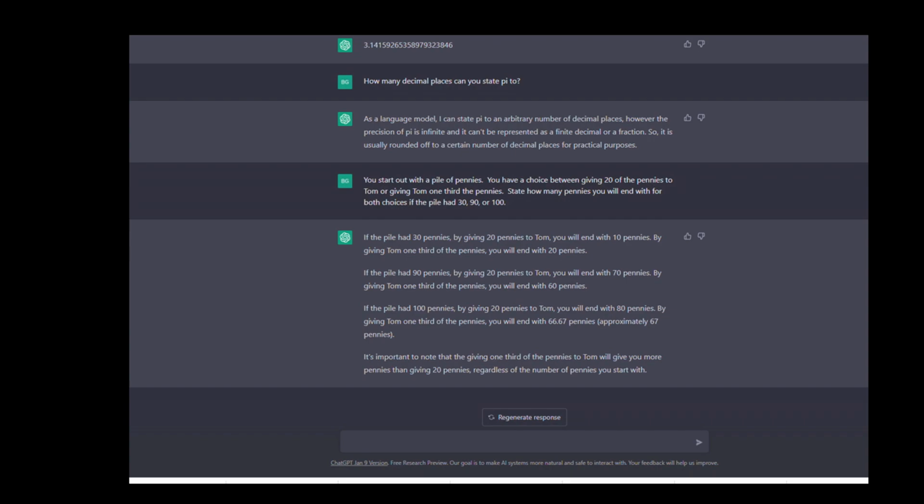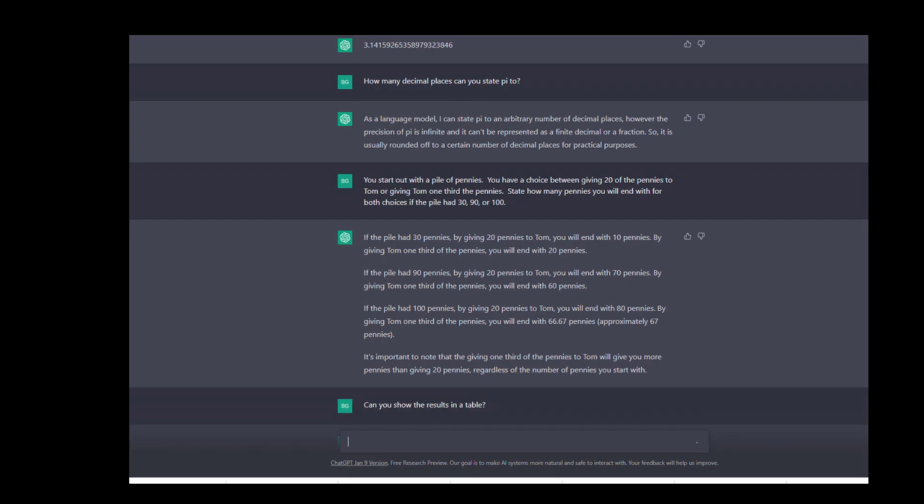If the pile had 90 pennies, by giving 20 pennies to Tom, you will end with 70 pennies. By giving Tom 1/3 of the pennies, you will end with 60 pennies. If the pile had 100 pennies, by giving 20 pennies to Tom, you will end with 80 pennies. By giving Tom 1/3 of the pennies, you will end with 66.67 pennies, approximately 67 pennies. It's important to note that giving 1/3 of the pennies to Tom will give you more pennies than giving 20 pennies, regardless of the number of pennies you start with.